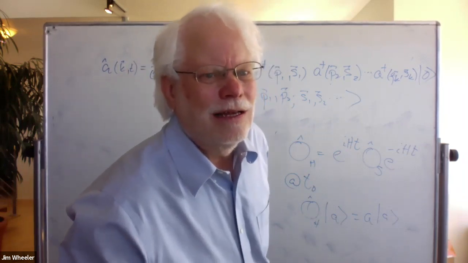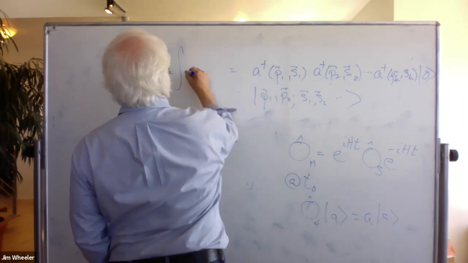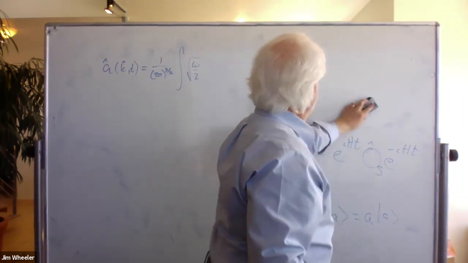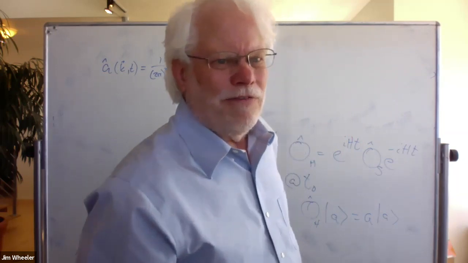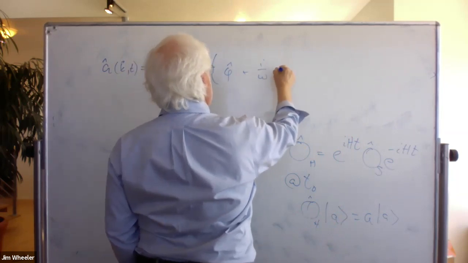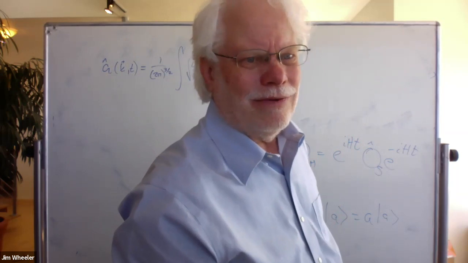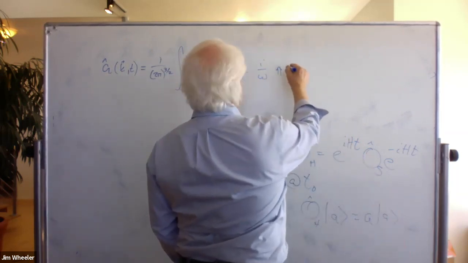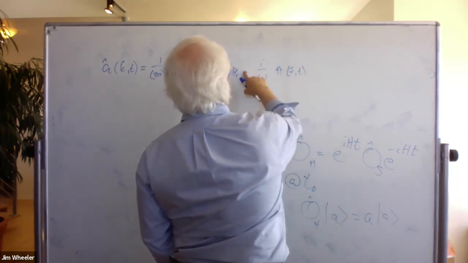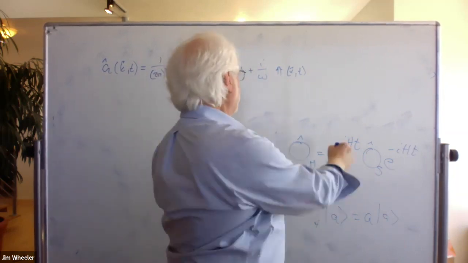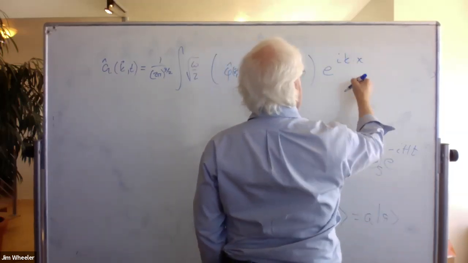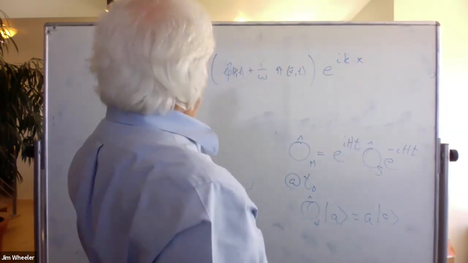So A, the annihilation operator of k and t, is a Fourier transform of, let's see, root 2, and then we had phi and i over omega, and pi. But pi here, I write as pi, but remember pi is just phi dot for the scalar field. And then we have e to the i k dot x, four dimensional inner product, d3x.